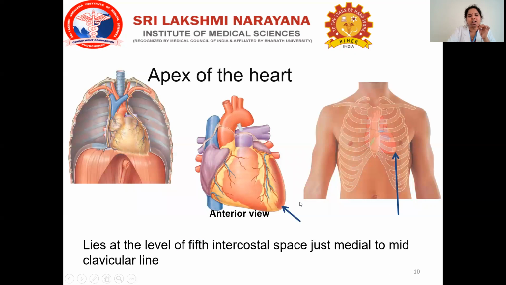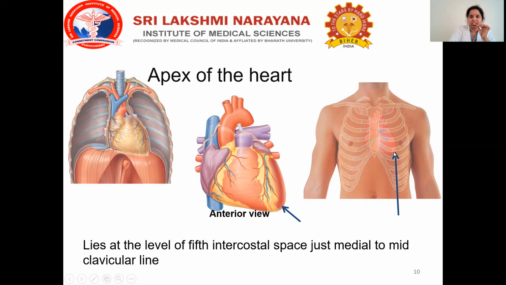Coming to the apex of the heart. The apex of the heart lies at the level of the fifth intercostal space, just medial to the midclavicular line. So this is the apex of the heart, formed by the left ventricle.